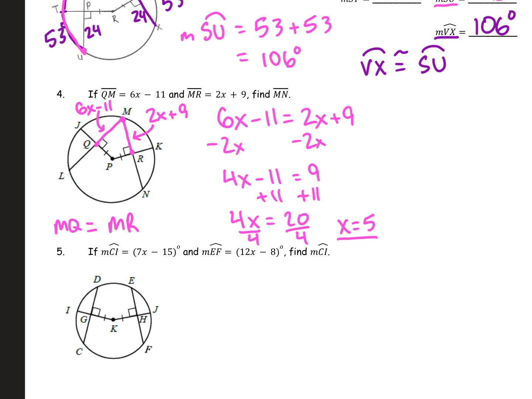All right, well, first of all, we found that x equals 5, which means I'm going to go ahead and plug it in. So I'm going to take that 5 and plug it into MR. See, if we want to find MN, we need to plug 5 into something that's on that line. So MR is equal to 2x plus 9, except we just found out that x is 5.